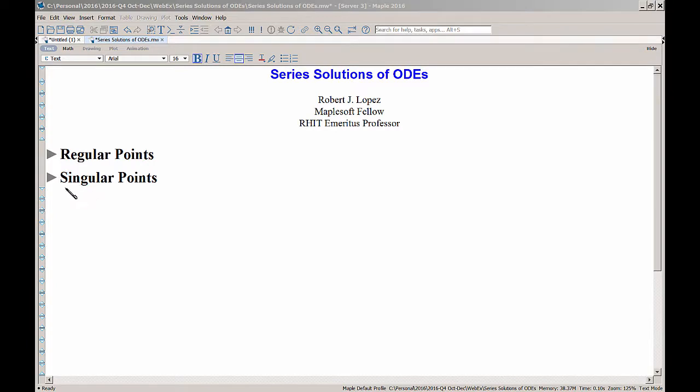We want to consider both what Maple can provide directly and what tools Maple can provide to reproduce some of the classical by-hand techniques that you see in a textbook.